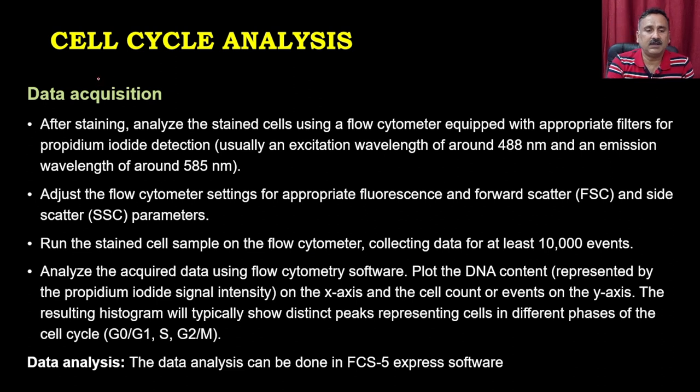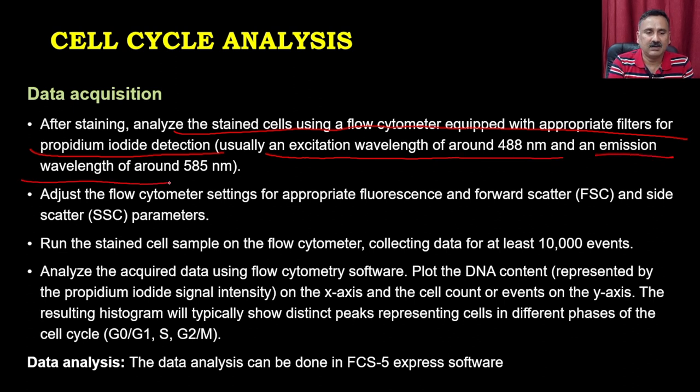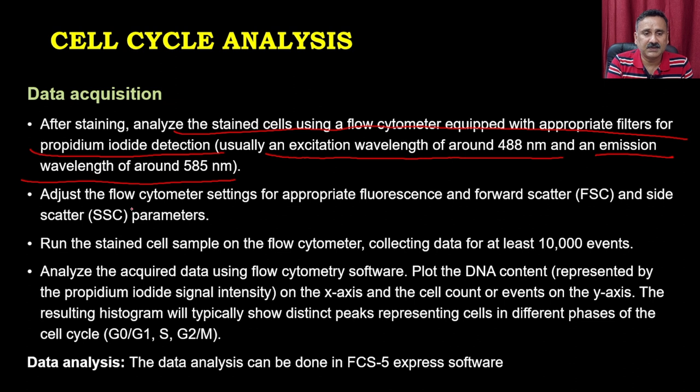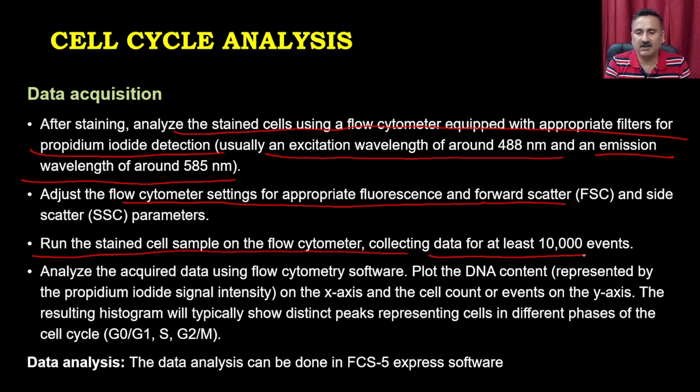And when you are doing the data acquisition, analyze the stained cells using a flow cytometer equipped with the appropriate filters for propidium iodide. Usually there is an excitation at 488 and an emission at 585 nanometers. So you should utilize a standard flow cytometer where you can have different types of lasers and detectors. Adjust the flow cytometer settings for appropriate fluorescence and forward and side scatter. Run the stained cells on a flow cytometer. Collect the data for at least 10,000 events. Every event means a cell, right? So you have to collect 10,000 cells' data.